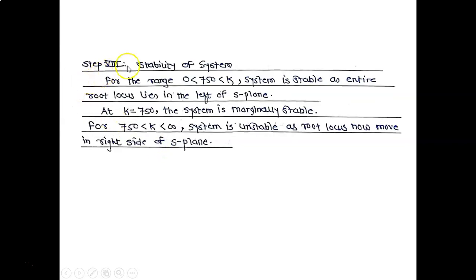Now step 8, stability of the system. For the range 0 < K < 750, the system is stable as the entire root locus lies in the left half of the S plane. At K equal to 750, the system is marginally stable. For 750 < K < infinity, the system is unstable as the root locus now moves into the right side of the S plane. Now these are the different steps.